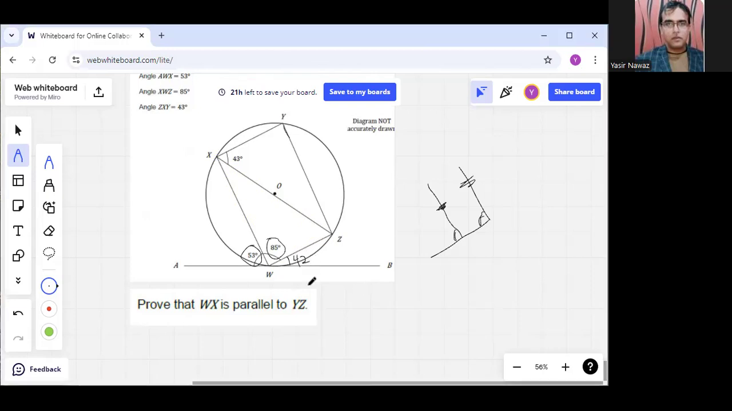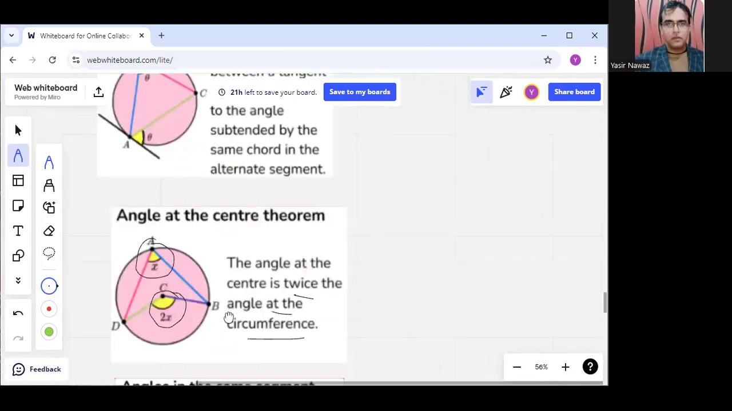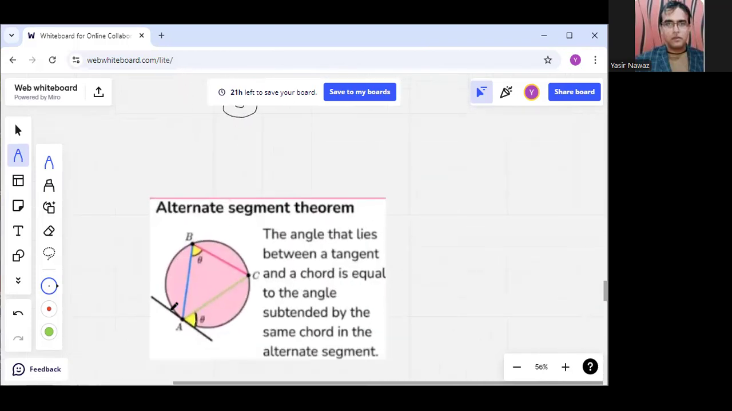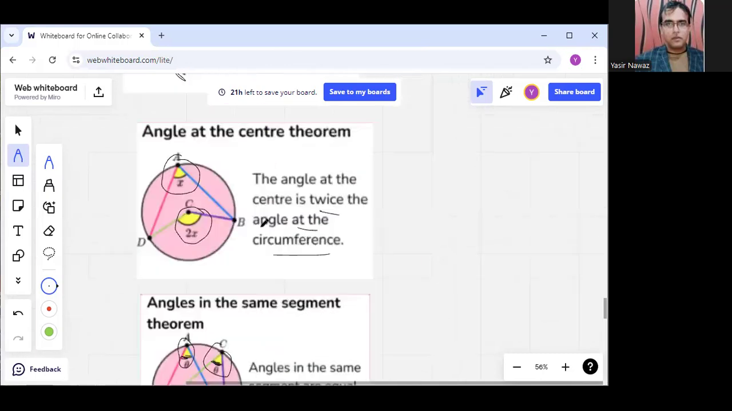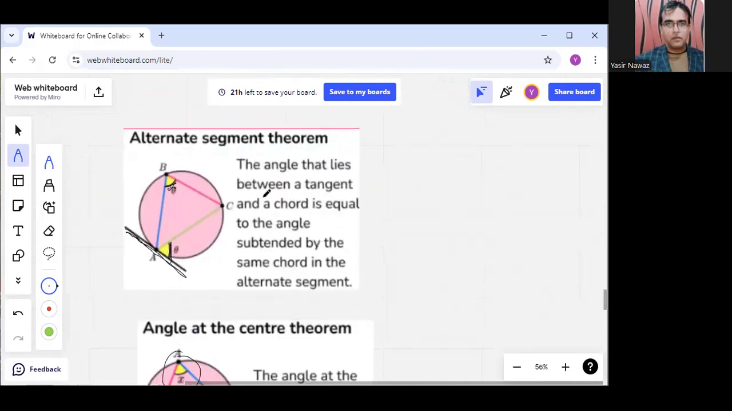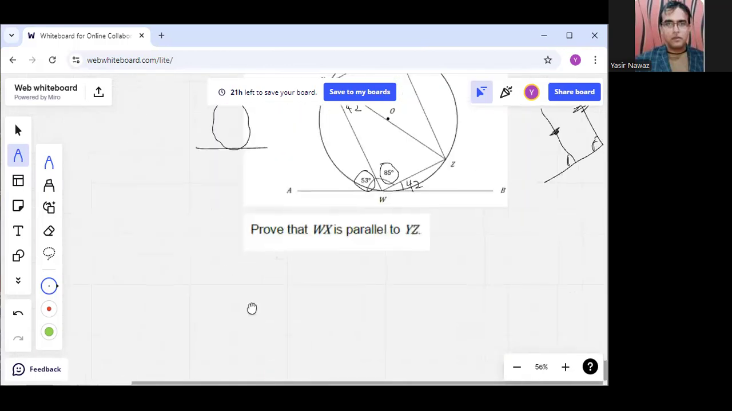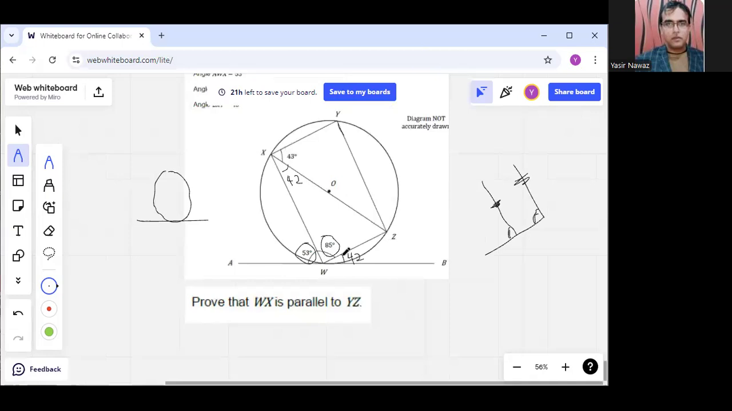If this angle is 42, this angle must also be 42 because of the alternate segment theorem. So what it says is, if this is the tangent, then this angle and this angle would be the same. That's what the alternate segment theorem says. So according to the alternate segment theorem, if this angle is 42, then this angle would also be 42.